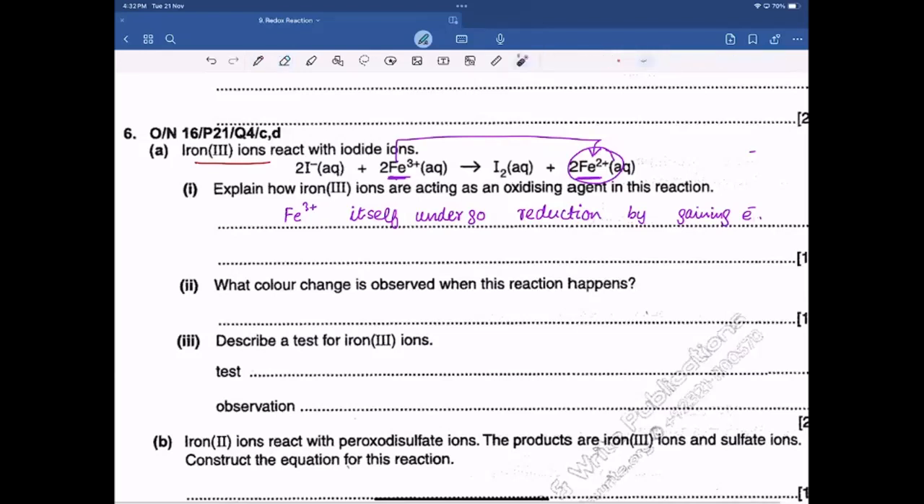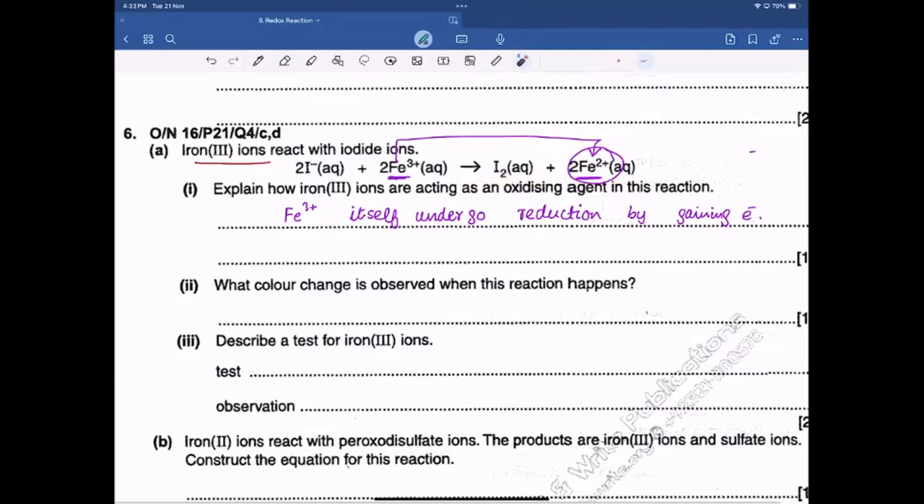Listen again. The products: one product is iodine and the other one is pale green. What does pale green mean? It means light green. So if there is a light green and the other substance is brown, which color is seen by you, the light color or the darker color? Obviously, the darker color dominates. So the color at the end would be brown.